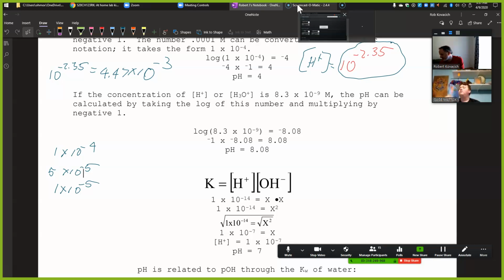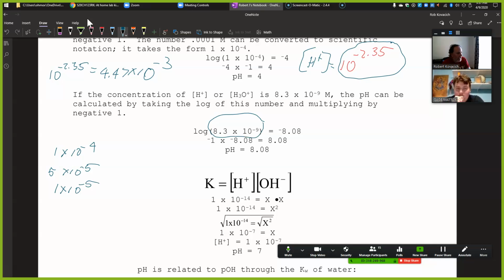Okay, so let's just look at this number right here. We have the answer, but look at 8.3 times 10 to the negative ninth. Tell me what the range can be. So what you do is get rid of the 8.3. So what pH would that be? 9. But it would be 9 if it was 1 times 10 to the negative ninth. But what we have is 8.3 times 10 to the negative ninth.